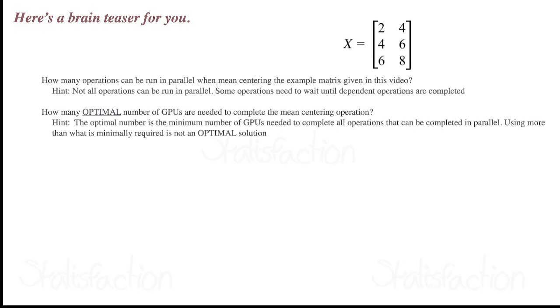Before we wrap things up, let's do a brain teaser. How many operations can be run in parallel when mean centering the example matrix X? Remember, not all operations can be run in parallel, and some operations need to wait until their dependent operations are completed. Also, what is the optimal number of GPUs needed to complete the mean centering operation? Hint, the optimal number is the minimum number of GPUs needed to complete all operations in parallel. Using more than what is minimally required is not the optimal solution.